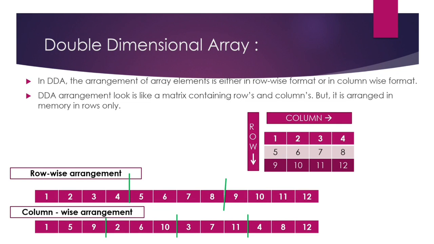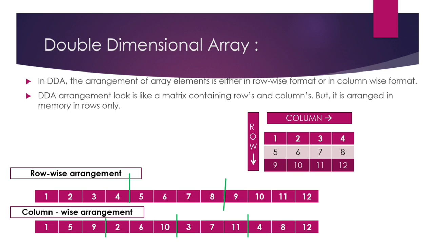See, if I'm talking about a double dimensional array, then for us a double dimensional array is a combination of rows and columns, and it looks like a matrix. See the right hand side diagram I created. For us, a double dimensional array looks like this. It's a combination of rows and columns. Presently I had created a 3 cross 4 matrix.